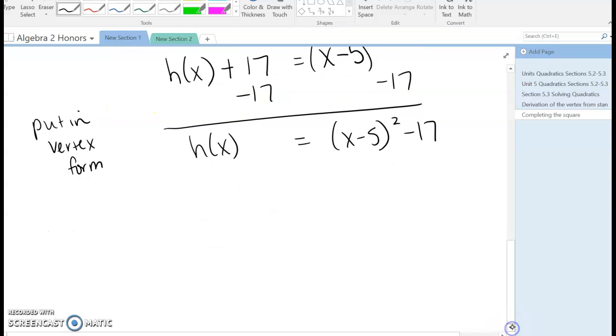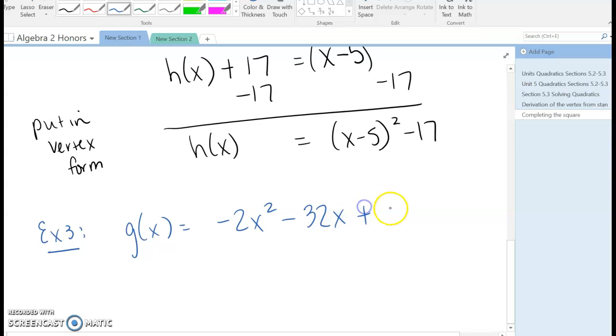All right, let's try another one. So let's say that I give you g(x) = −2x² − 32x + 7. Okay, and our goal is to complete the square to put this in vertex form. Okay, so we want to put this in vertex form.